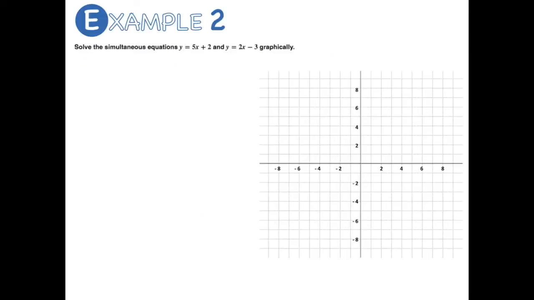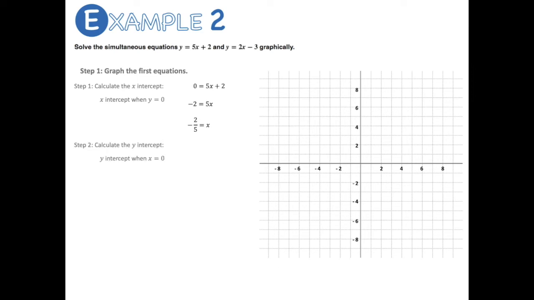Let's look at a second example, where we want to solve the simultaneous equations y equals 5x plus 2 and y equals 2x minus 3 graphically. First we need to go ahead and graph each of the equations. We'll do the first equation, y equals 5x plus 2. I'm going to graph them using the intercepts method. Calculate the x-intercept when y is equal to 0. So my x-intercept is going to be -2/5. Then calculate the y-intercept. When x is equal to 0, y is going to equal 2.